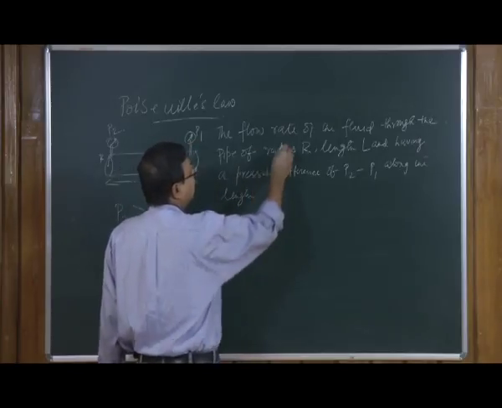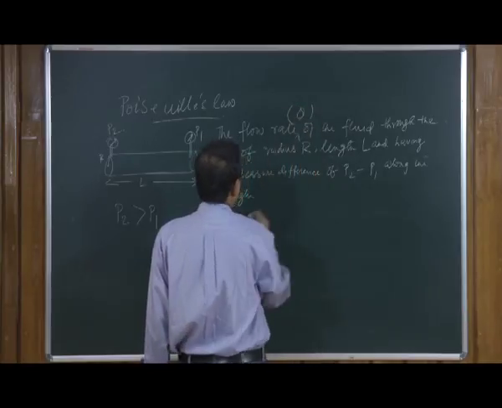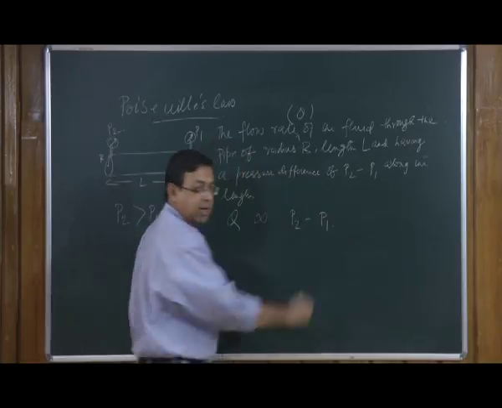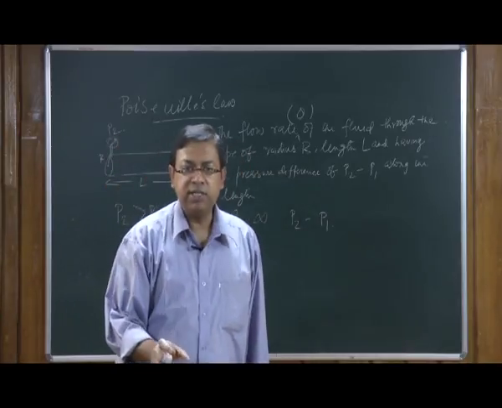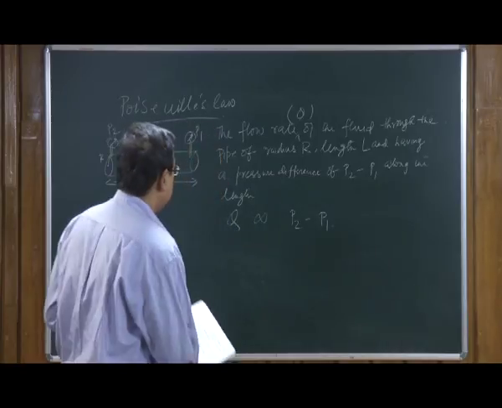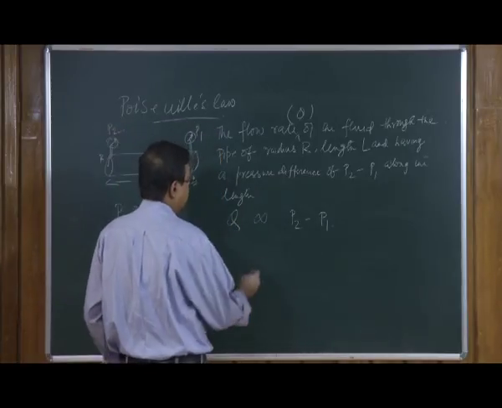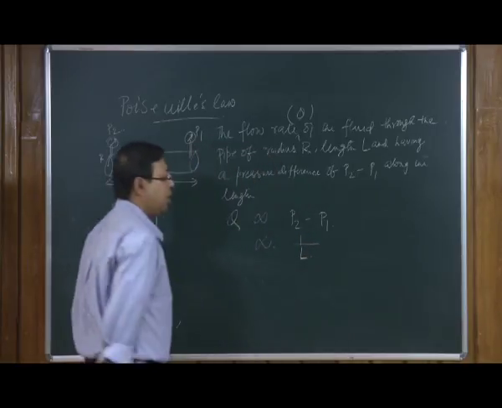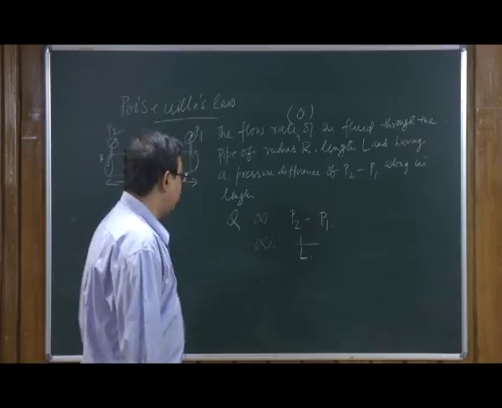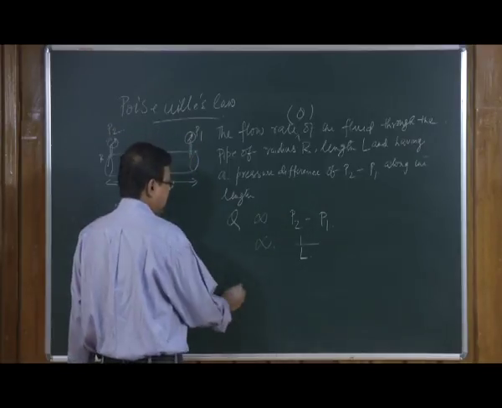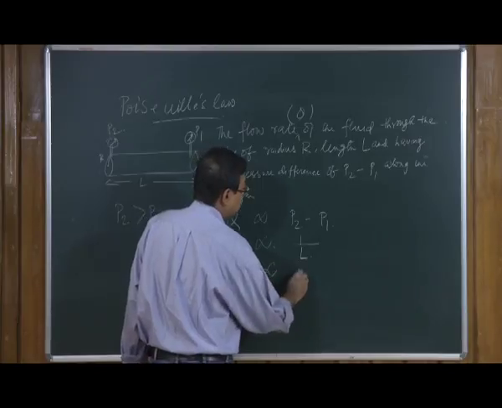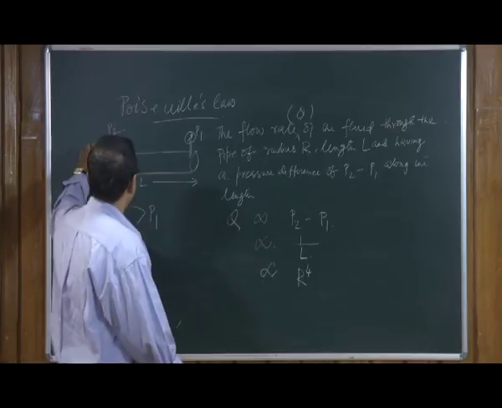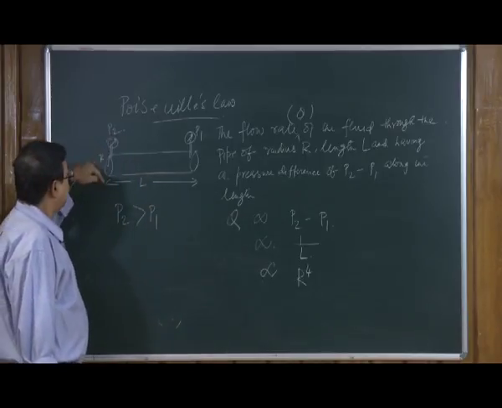So, this flow rate Q is proportional to P2 minus P1, that is, the more the pressure difference is, the higher the flow rate will be. It is also, as we have seen earlier, proportional to 1 over L, the length of the tube, and a little surprisingly, it is proportional to the 4th power of the radius of the tube. So, this is the radius of the tube.